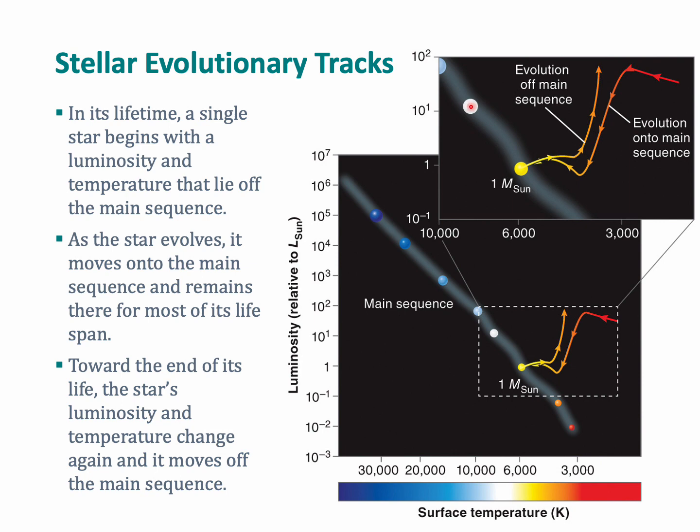So up here, this white star is more massive than the sun. It enters the main sequence at a higher luminosity and a higher temperature.